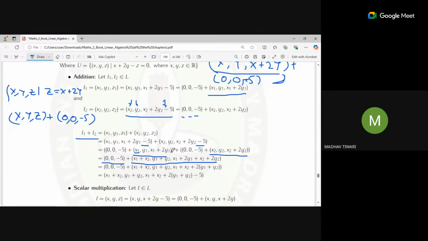Okay, so you can see x1 here, x2 here, so it became x1 plus x2. y1 here, y2 here as the second component, so y1 plus y2 is here. x1 plus 2y1 and x2 plus 2y2, so it is x1, x2, 2y1, 2y2. Okay, and we added this 0, 0, minus 5 once, and then we got this.